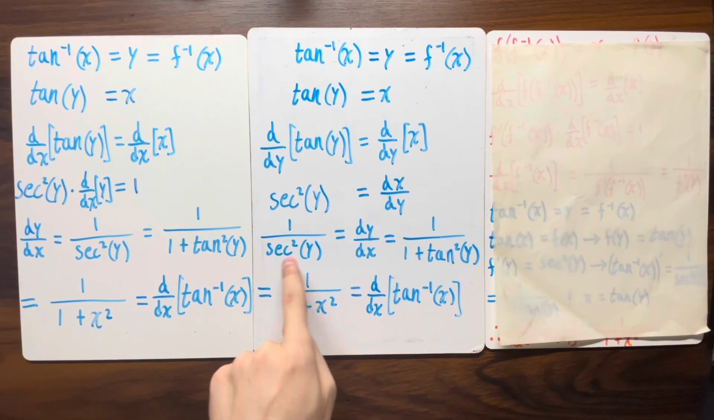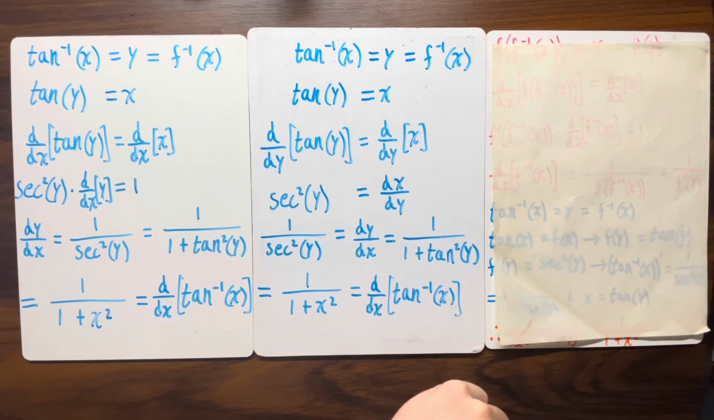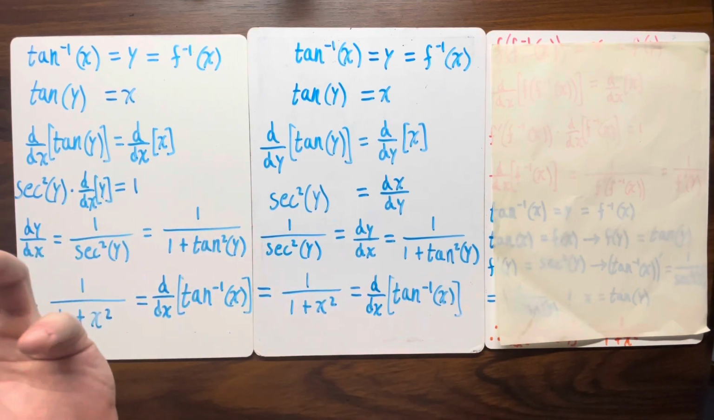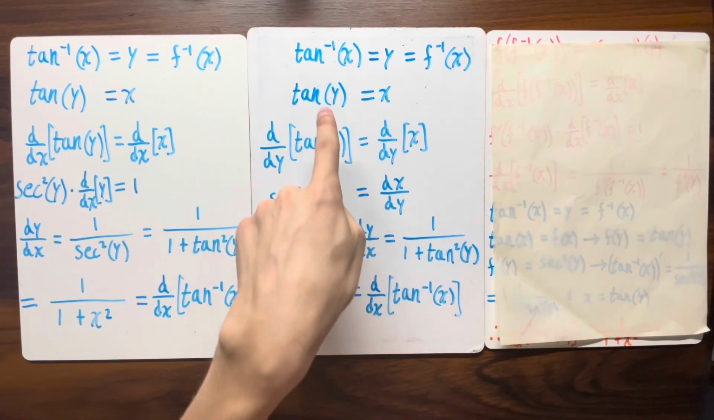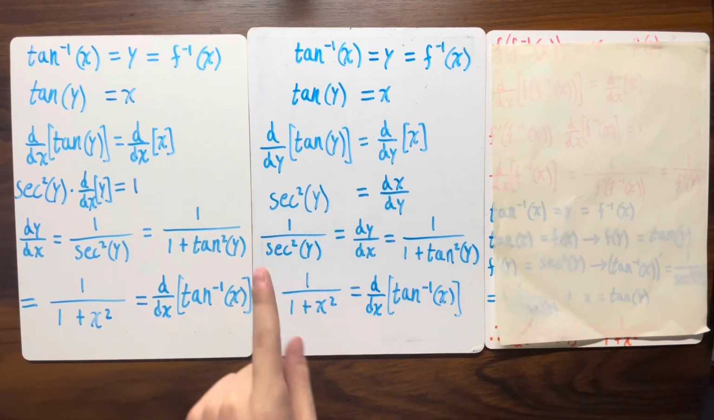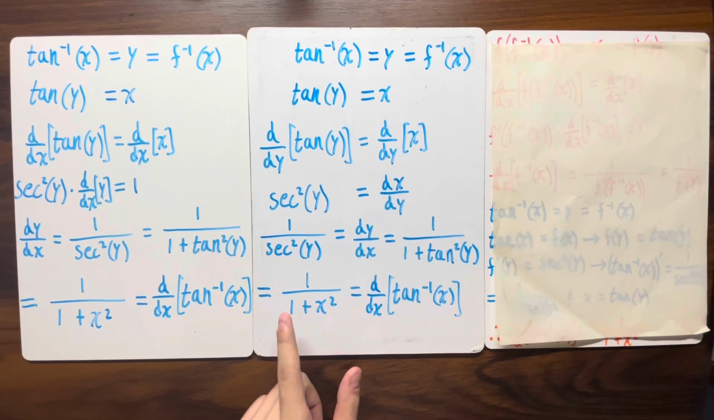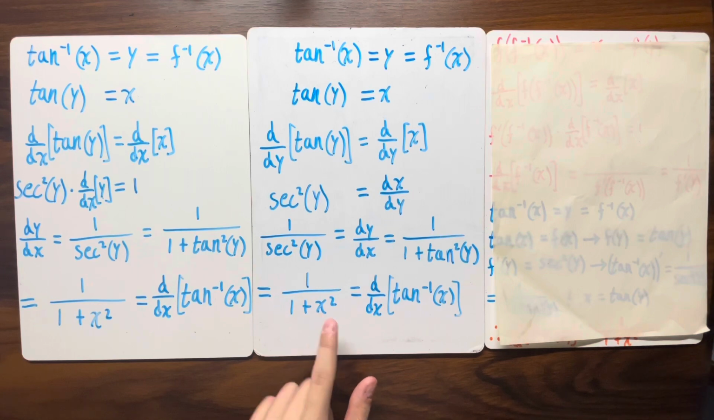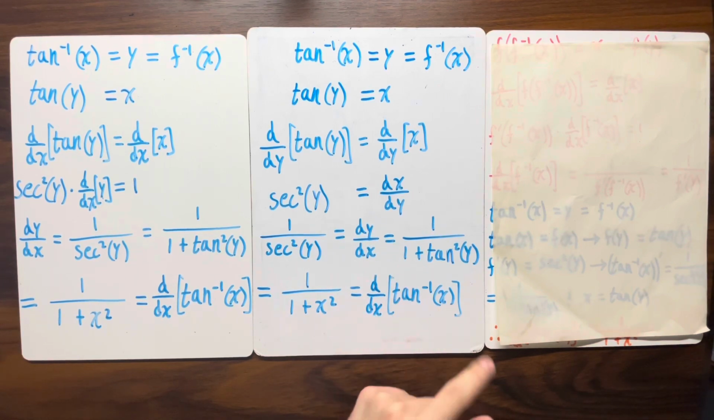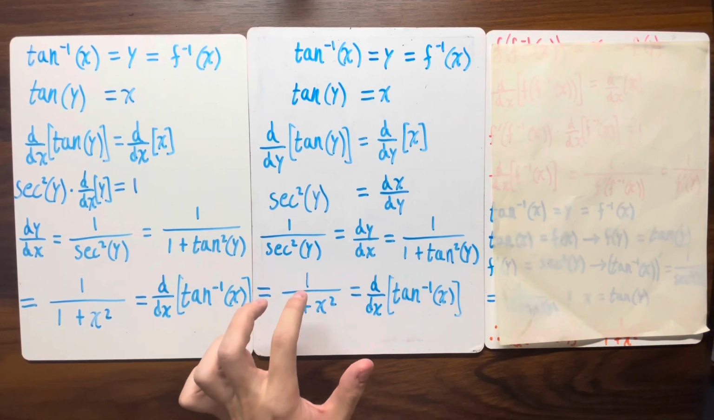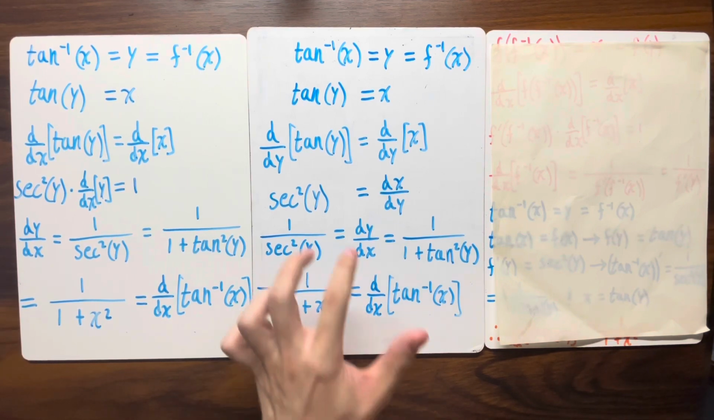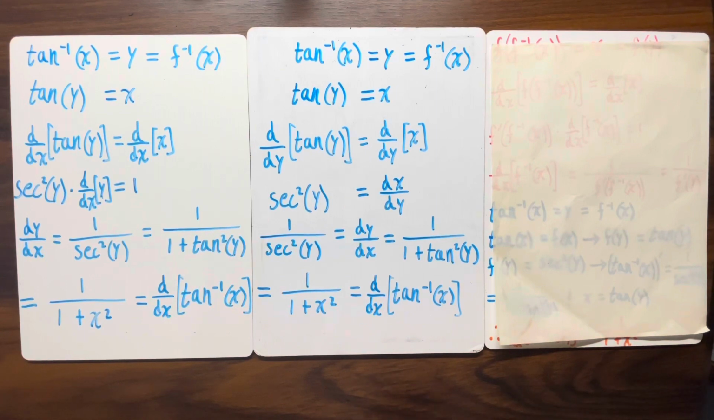But what is secant squared of y? Well, we figured out that that is 1 plus tangent squared of y, based off the trigonometric identity. And of course, tangent of y is equal to x. So the derivative, dy dx, is equal to 1 divided by 1 plus x squared. And of course, y is tangent inverse of x. So in other words, the derivative of tangent inverse of x is equal to 1 divided by 1 plus x squared. So that's doing the derivative with respect to x.